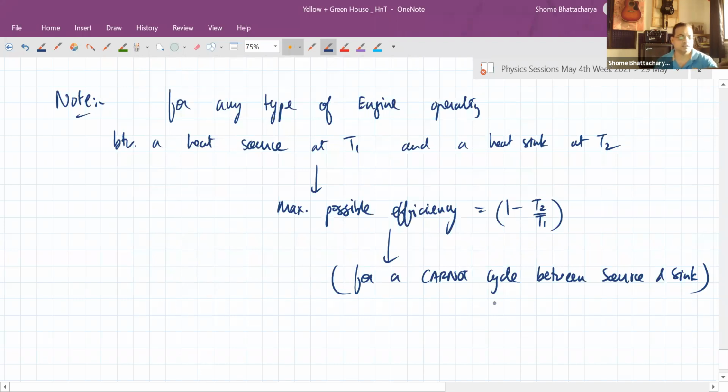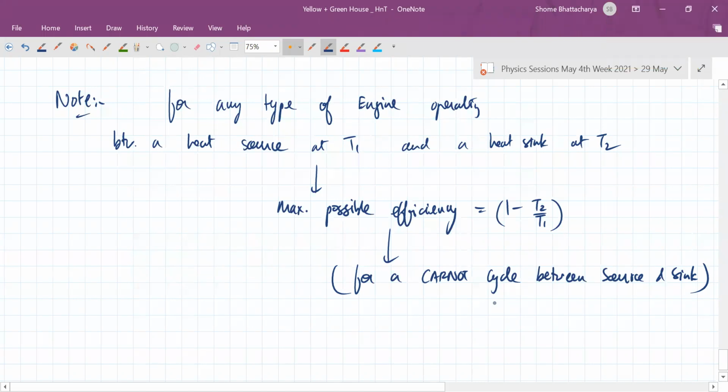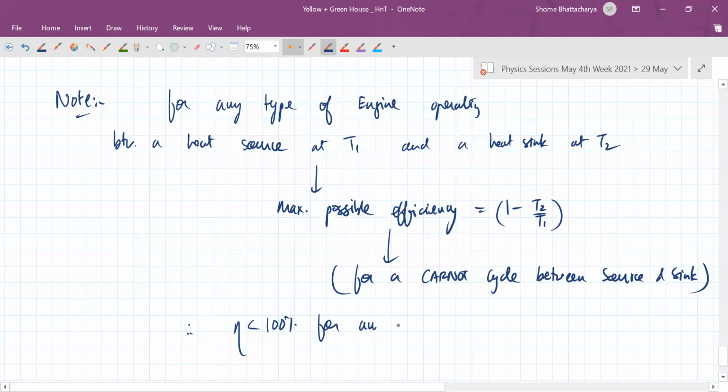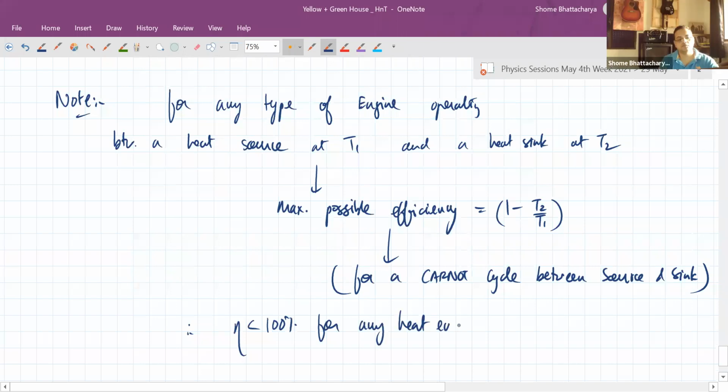And that's another way of proving the statement of the second law, that the maximum possible efficiency is 1 minus T2 by T1. And in that T2 can never be 0 because 0 Kelvin is not practically possible. So hence the efficiency of a heat engine will always be less than 100% for any heat engine.